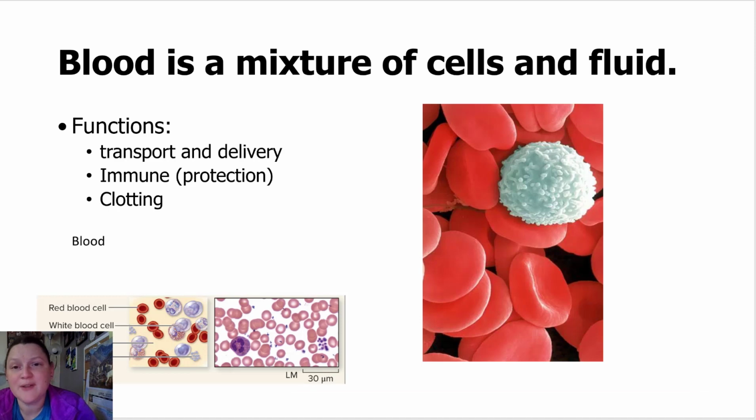The final type of connective tissue we'll discuss is blood. Blood is a mixture of cells and fluids. The extracellular matrix of blood is the plasma, which consists primarily of water. Blood has a huge number of functions. Some of the primary functions include transport and delivery, temperature regulation, immunoprotection, and clotting.